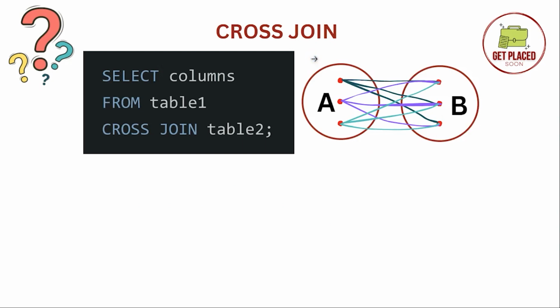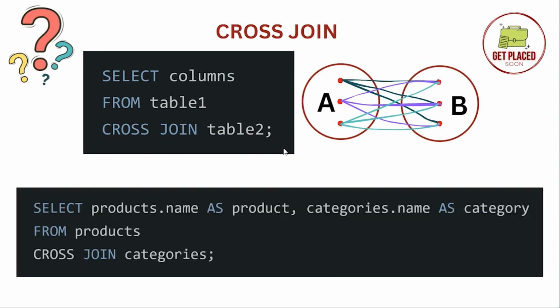Let's see the syntax now. So we select columns from table 1. We use the command cross join. We mention table 2. As simple as that. So let's take this example. Consider table A is products and table B is categories. We select the columns products.name and categories.name. Okay, so these are the two columns that we are going to select. And from the table products, we apply cross join to the table categories. This is how you apply cross join.